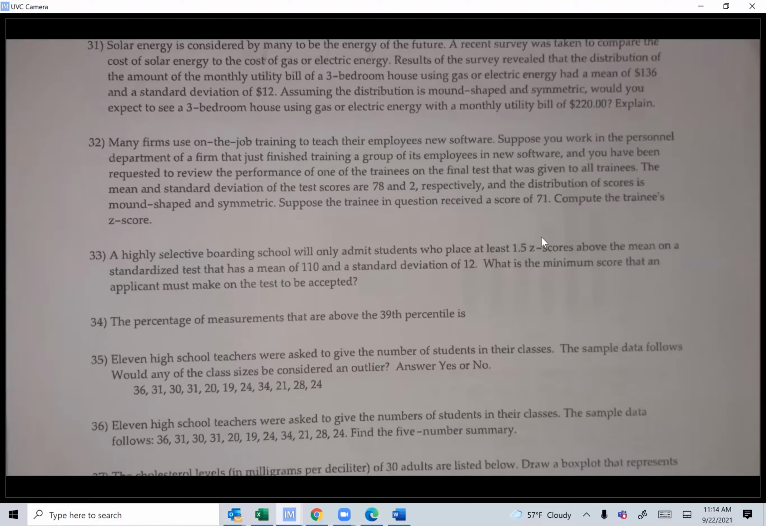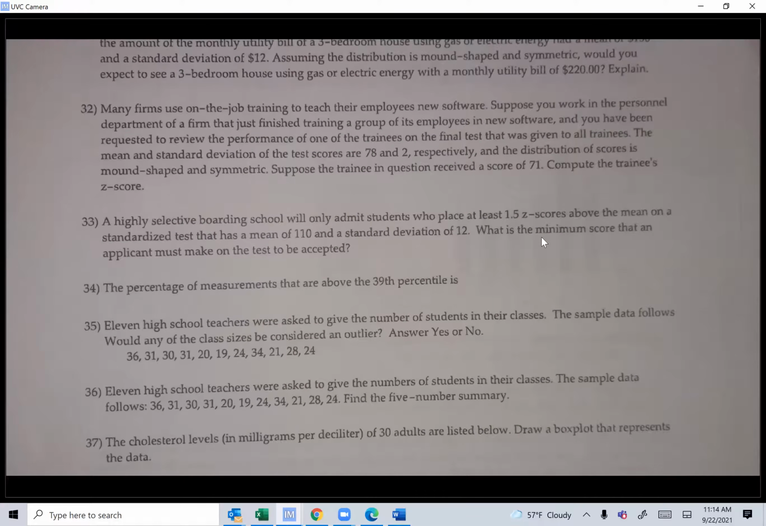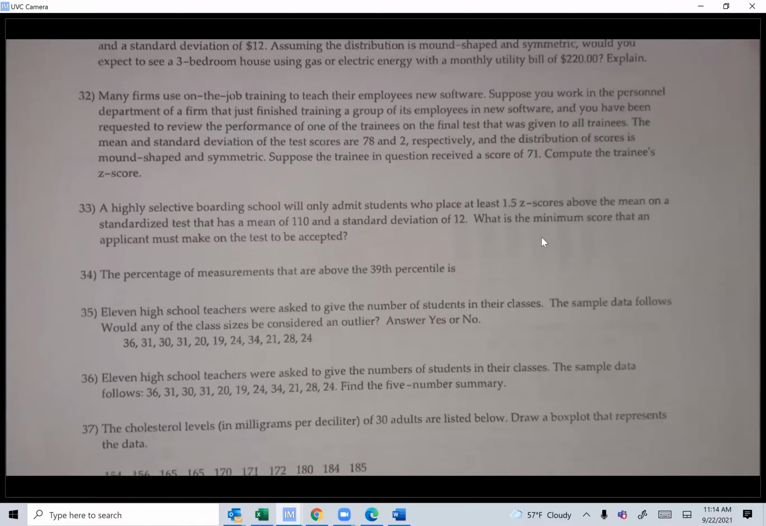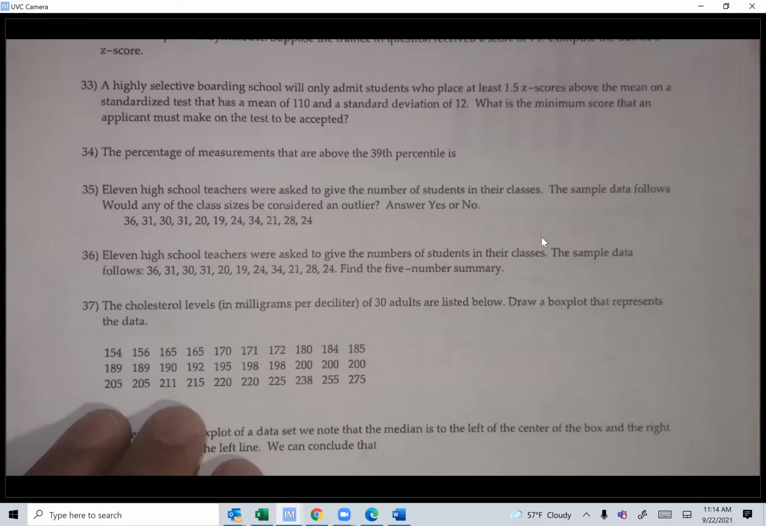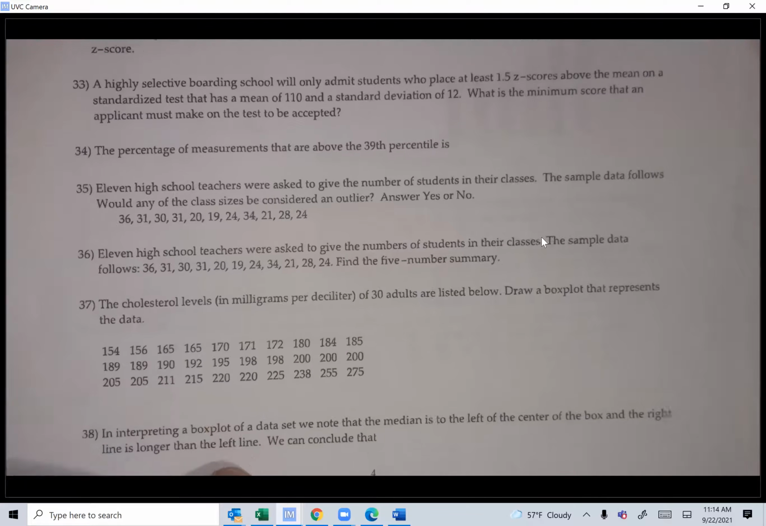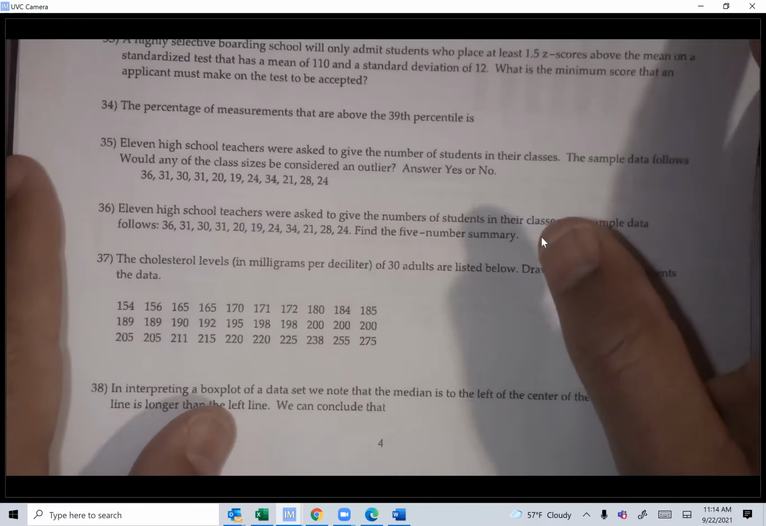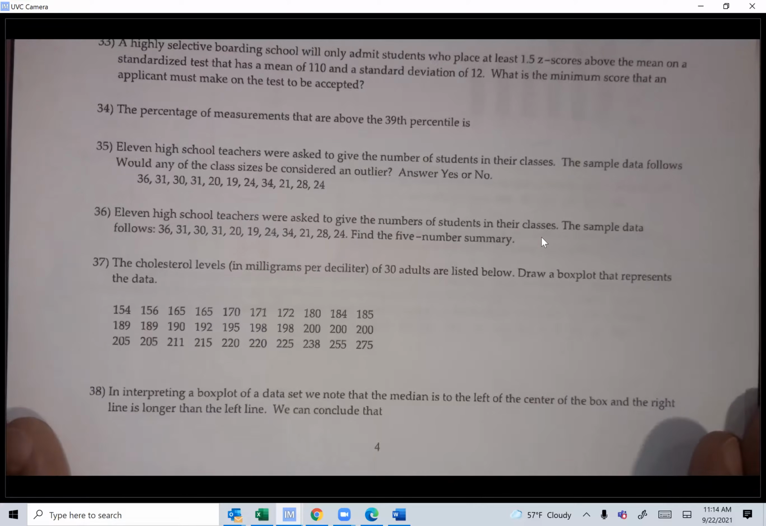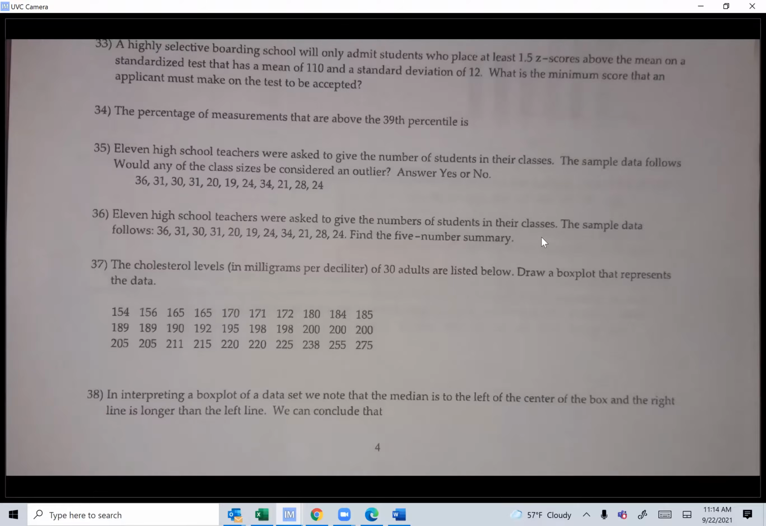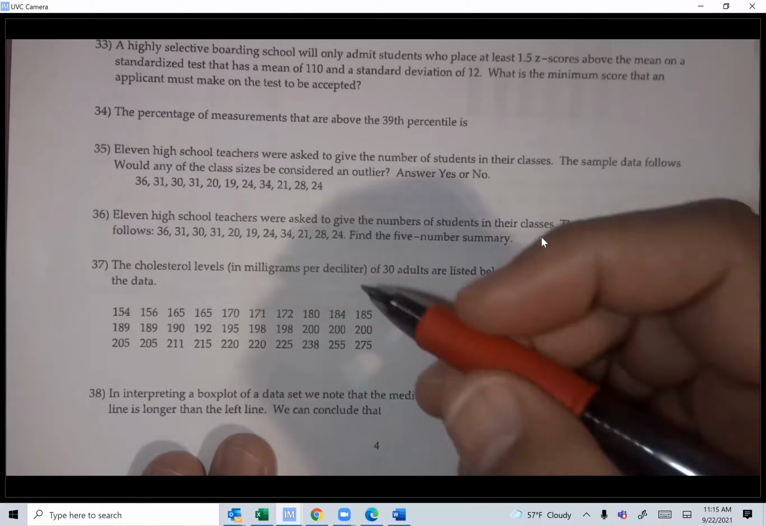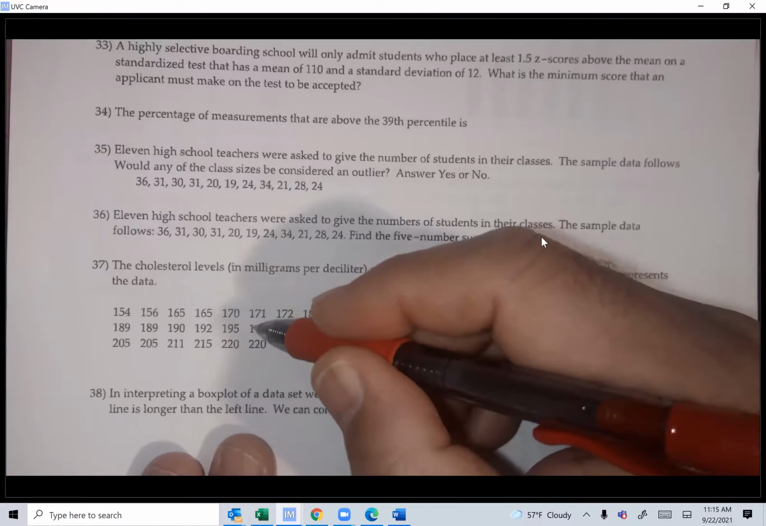Okay, we did 31, 32 in the previous one. We did 33, 36, the five number summary. What I'm going to do, the last thing, guys, is 37, which is a box and whisker plot. That's what we didn't do. Well, in order to find the box and whisker plot, we need the minimum, we need the Q1, Q2, Q3, and maximum. Well, since I have 30, I know the median is going to be between 15 and 16.